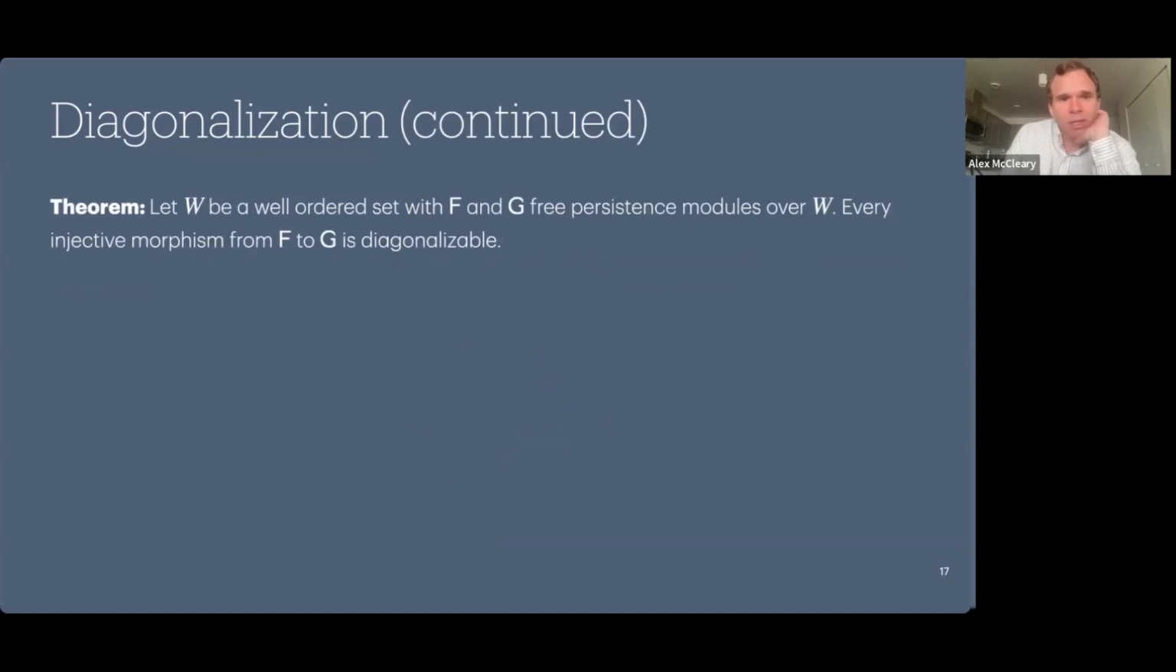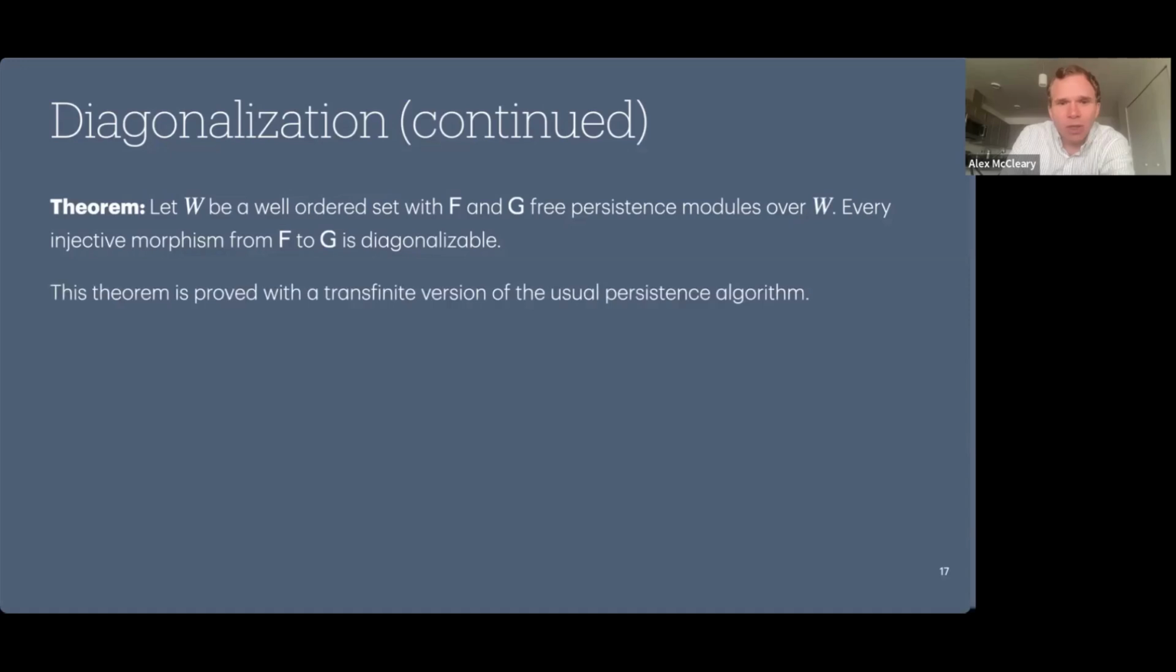Okay, and so we get to what's really the main theorem in this project, which is that over a well-ordered set, if we have two free persistence modules, F and G, every injective morphism from F into G is diagonalizable, always. So this is a really nice theorem. This theorem is really what allows us to define persistence diagrams or barcodes for infinite CW complexes. Or you could have them infinite dimensional if you want, I guess.